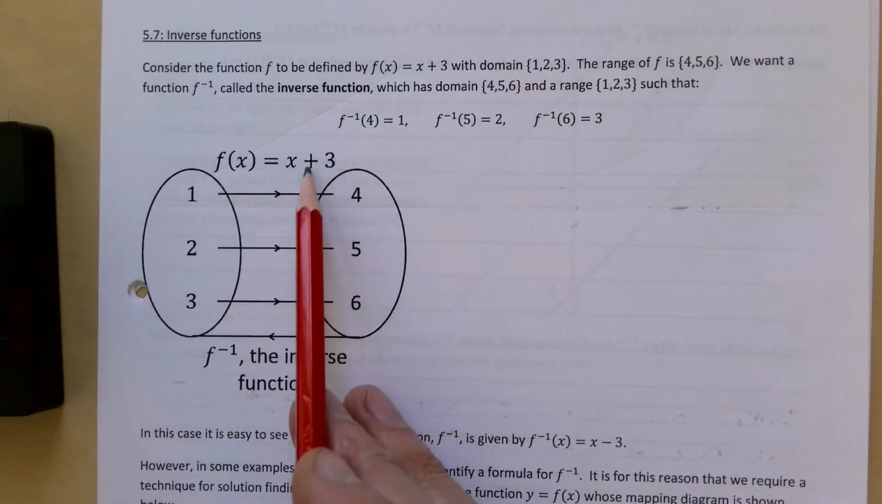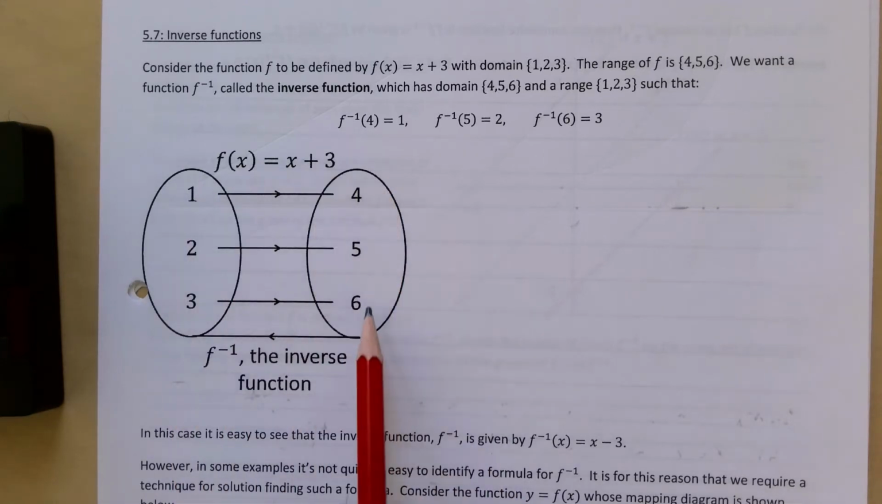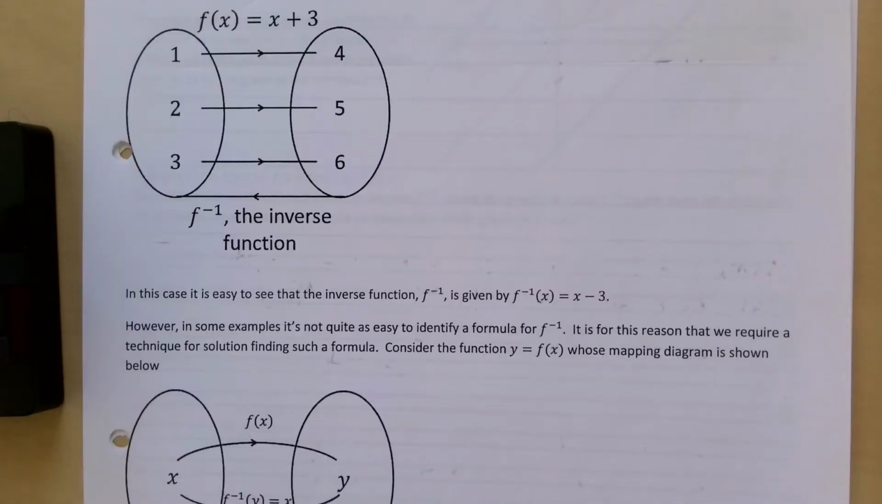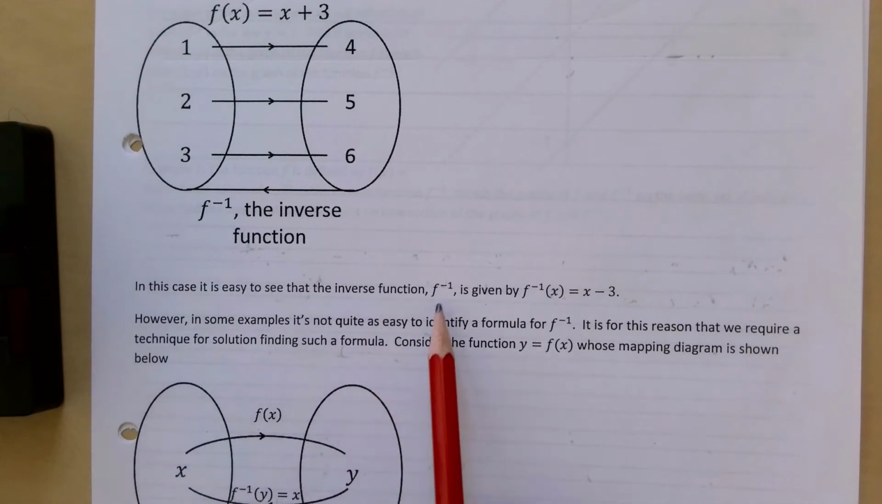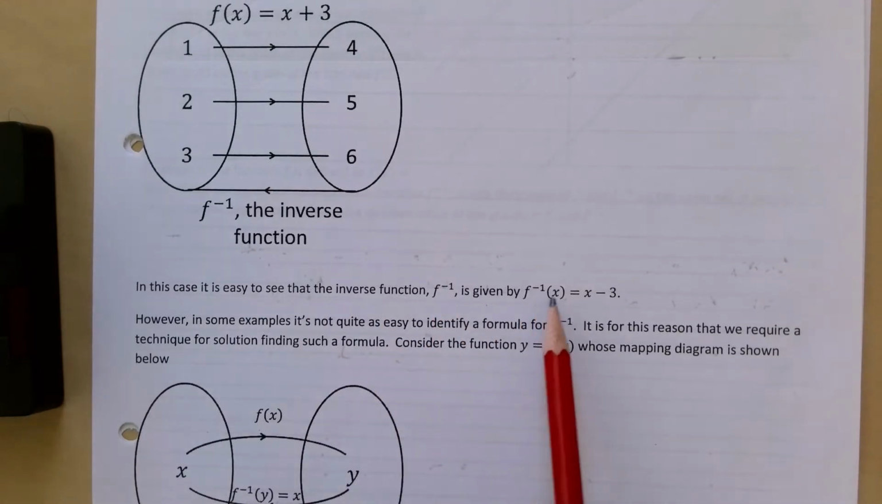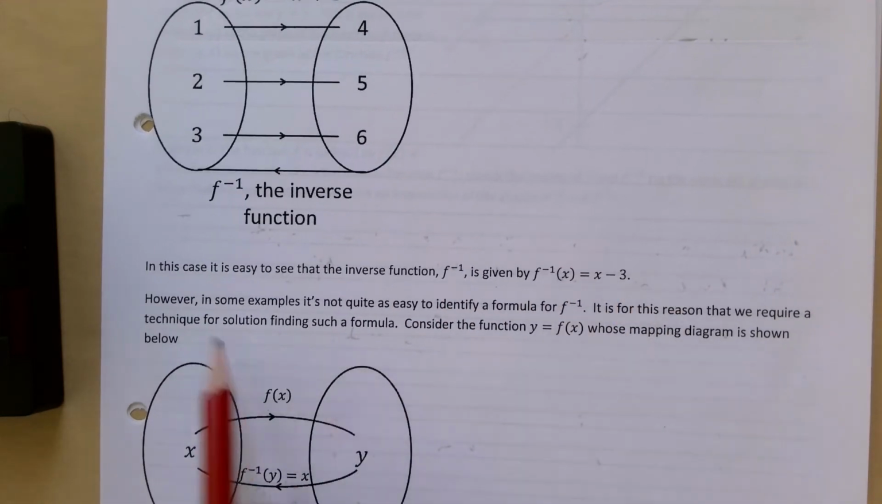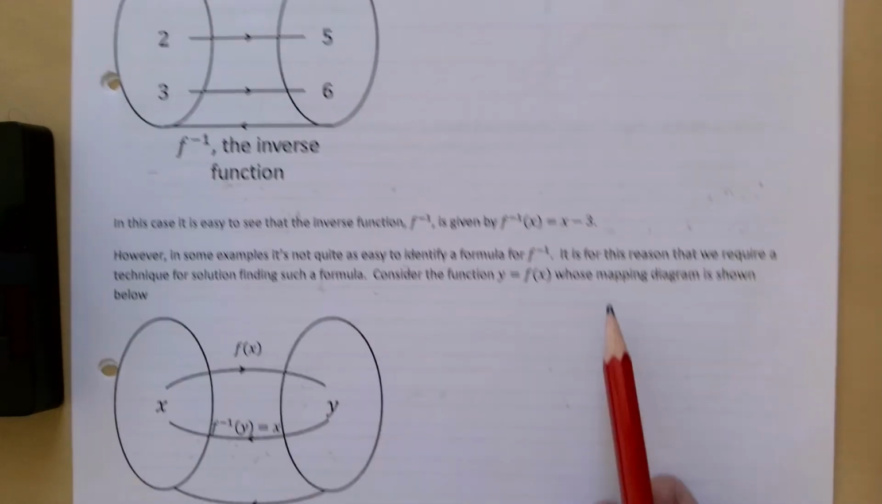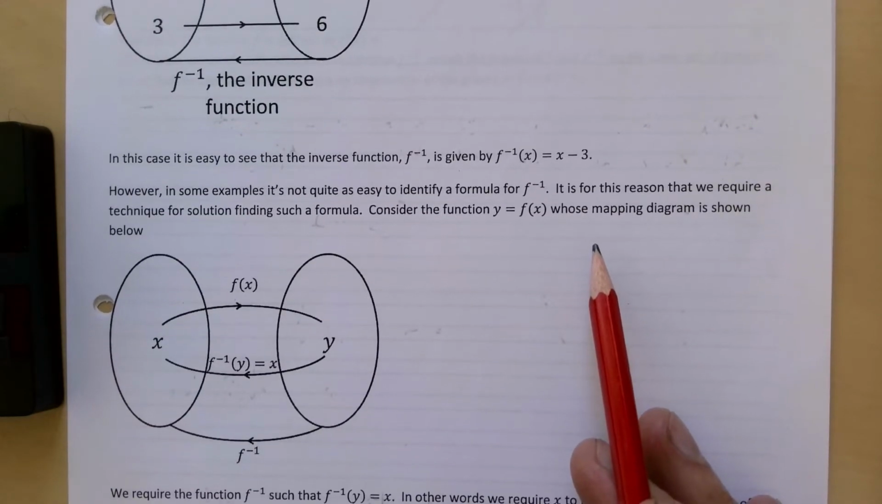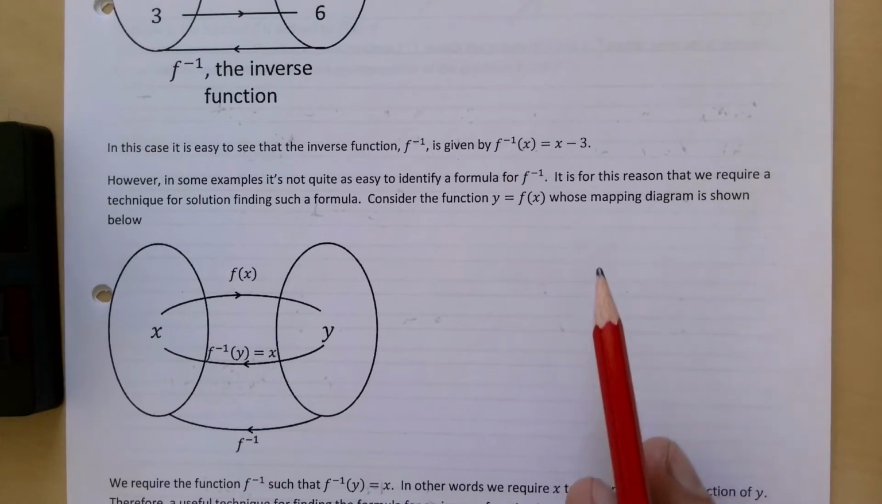So if f of x is x plus 3, it takes you from here to here, then f to the minus 1 takes you back again. In this case, it's easy to see the inverse function f to the minus 1 of x is x minus 3. However, in some examples, it's not quite as easy to identify the formula for f to the minus 1. For this reason, we require a technique to find such a solution.